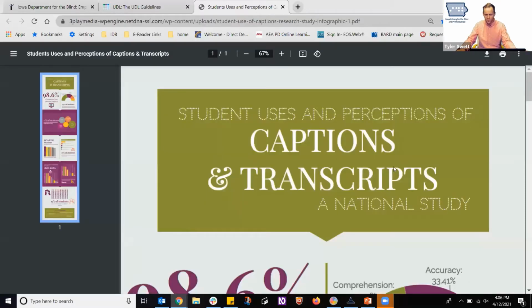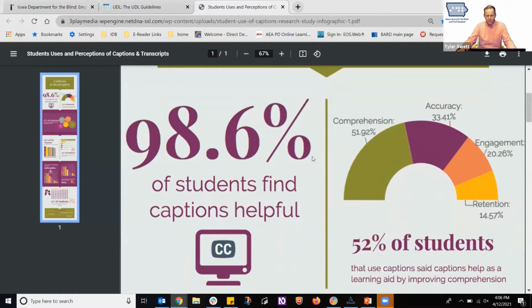Okay, so looking at this, you have 98.6% of students find captions helpful. And this is kind of the breakdown on the right side of what they use them for: comprehension, accuracy, engagement, and retention. 52% of students that use captions say captions help as a learning aid to improve comprehension.